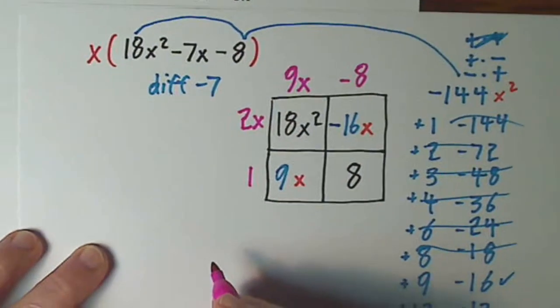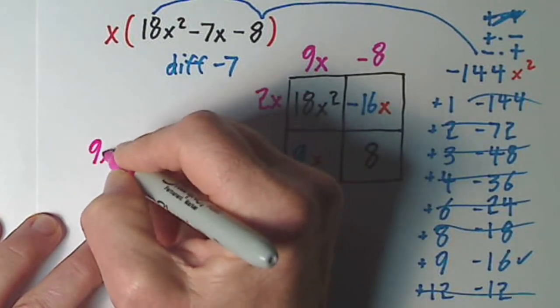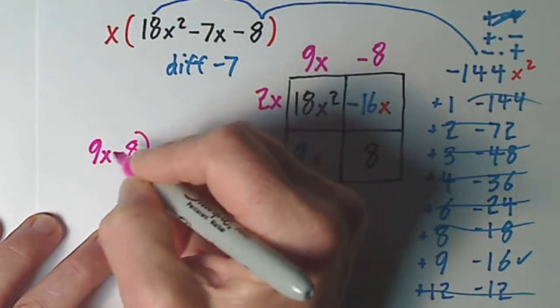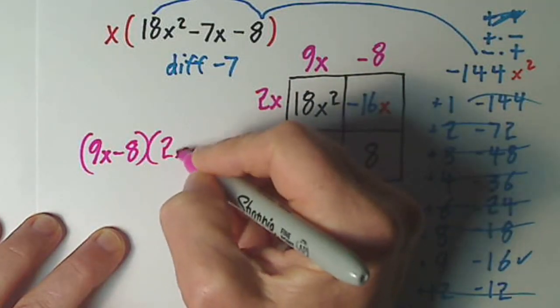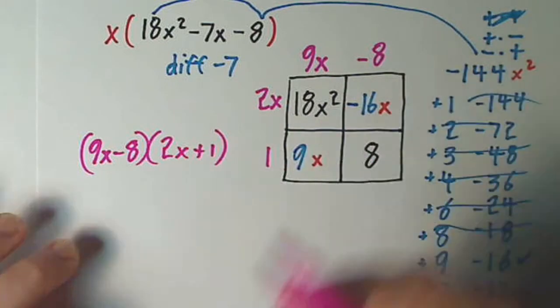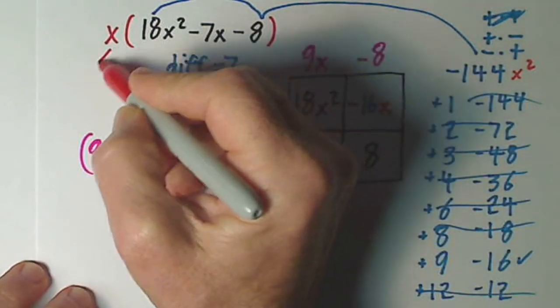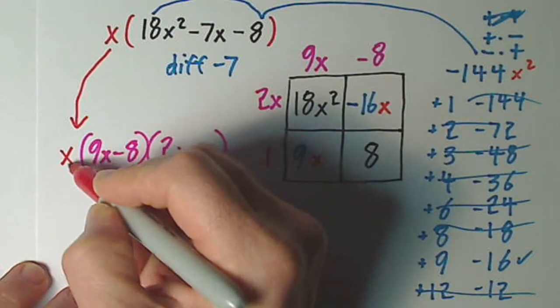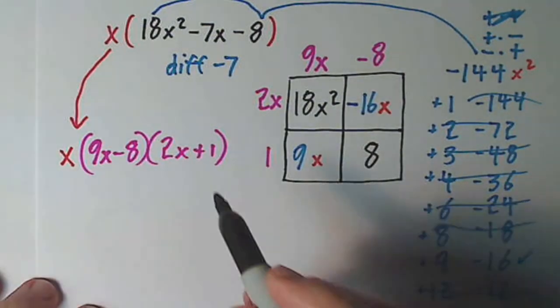Let me see, I want to make sure I don't run off the screen here. 9x minus 8, 2x plus 1. And you must remember this x that we factored out at the very beginning, you just have to bring it back down and keep it in front. Okay? This is the solution.